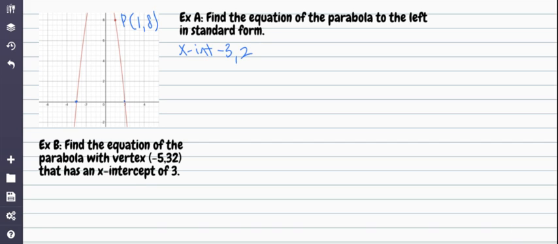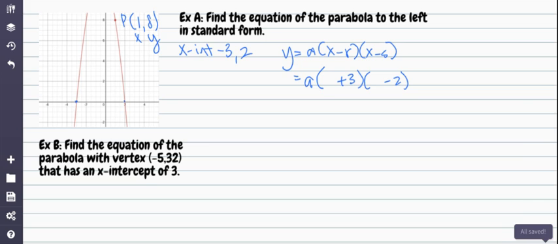Since I have x-intercepts, I'm going to use factored form, y equals a(x - r)(x - s). Okay, and my r is going to be -3 and my s is going to be 2. So I'm going to use (x + 3)(x - 2). But I do know what my x and y are since I have another point. So x is always first, right? So x is 1 and y is 8. So I can fill those into my equation as well. So I'll only have one variable to solve for.